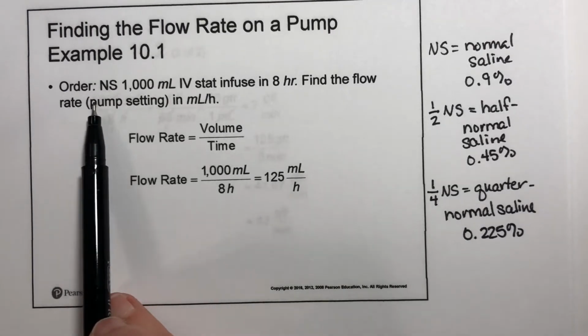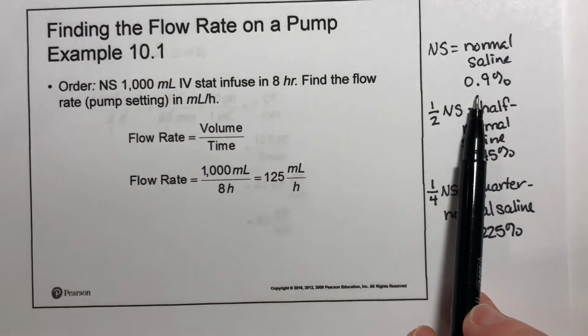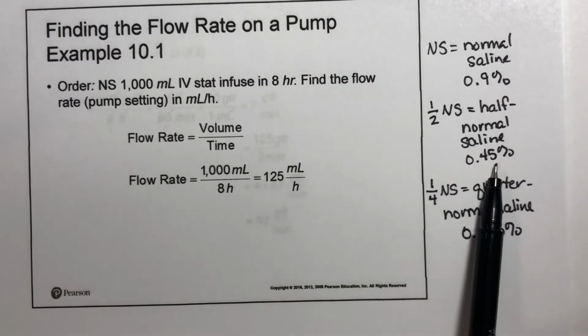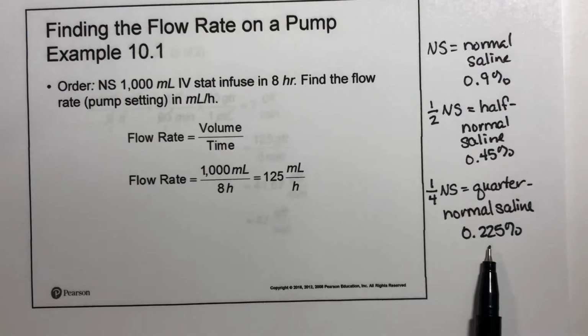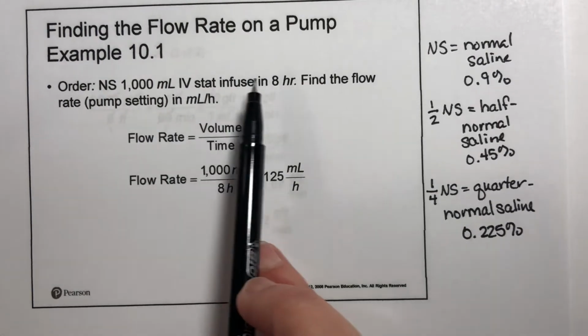On this problem, there is an order for normal saline. Just as an aside, normal saline is 0.9%. You also have half normal, which is 0.45%. Just divide that by 2. And we have quarter normal, which is 0.225%. Divide that by 4 and you've got that. That's an aside. We're supposed to infuse it for 8 hours.